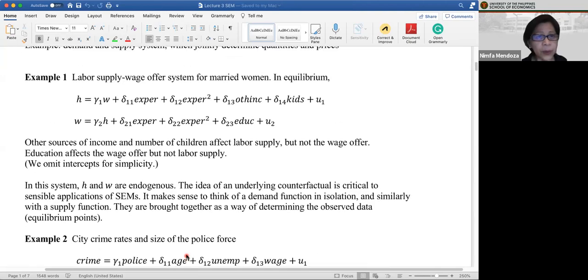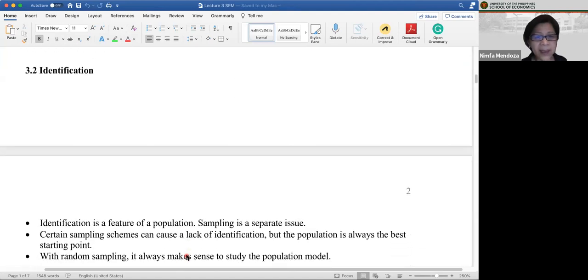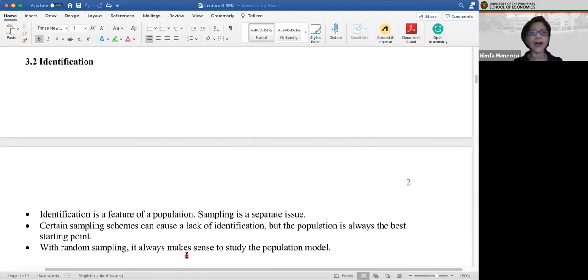Okay, let's go to the identification problem. Okay, so for identification, we'll first take the easy case where we just have two equations in the model, so that we would have some intuitive feel of what is going on. And then we'll take the general case of having G equations or G endogenous variables. Okay. Note that identification is a feature of the population. Sampling is a separate issue.